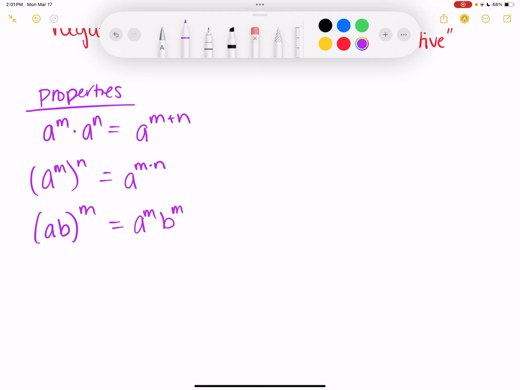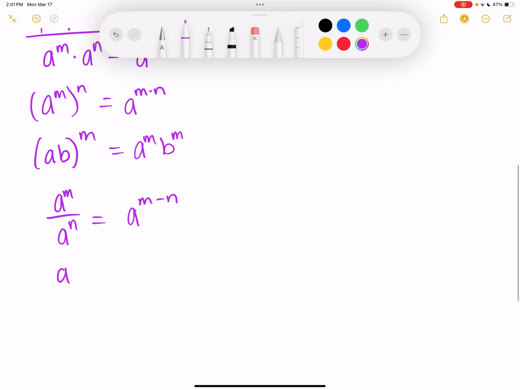The ones we got in 8.2 were a to the m over a to the n is equal to a to the m minus n. So this is a form of the one that we're getting now, of the put it where it ain't, make it positive. This is where we were having those issues the other day on that worksheet for those of you that were attempting it. And then we had a over b raised to the m is equal to a to the m over b to the m.